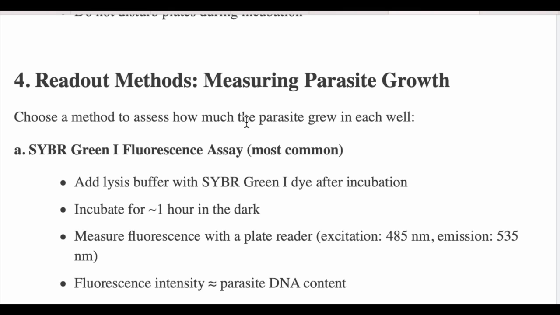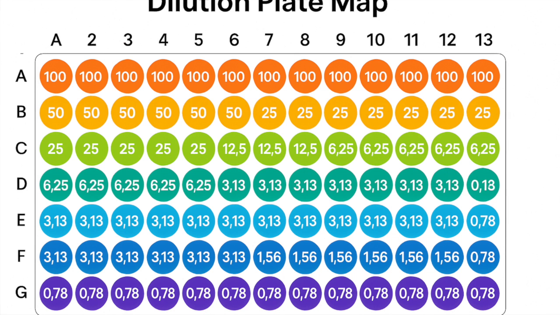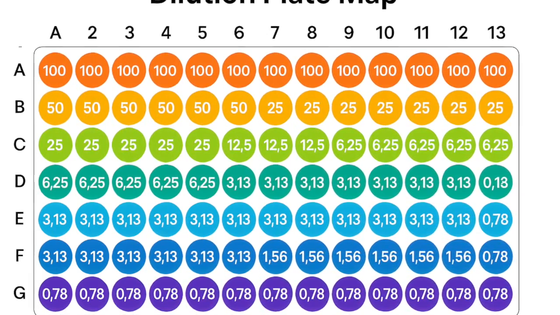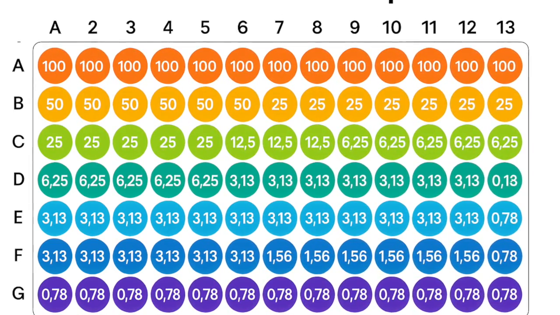A common one is to use the SYBR Green I fluorescence assay. So here you add lysis buffer with SYBR Green I dye after the incubation. You incubate it with the dye and the lysis buffer for an hour in the dark. Then you measure the fluorescence with a plate reader. And here you excite the fluorescent molecule at 485 nanometers, and then the emission is usually at 535 nanometers. So you correlate your fluorescence intensity with the amount of parasite DNA content.